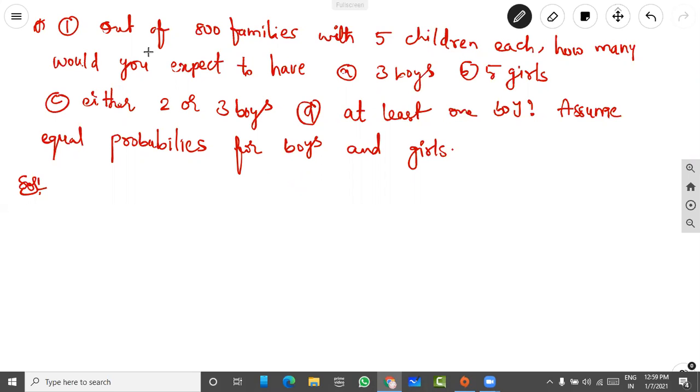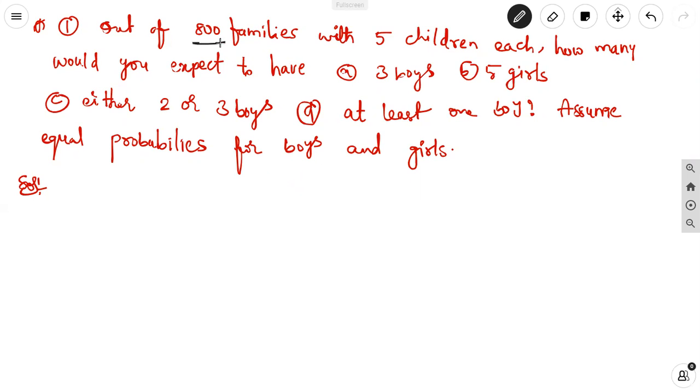The first problem is, out of 800 families with 5 children each, how many would you expect to have 3 boys in the first case, 5 girls in the second case, third one either 2 or 3 boys, fourth one is at least 1 boy. Assume equal probabilities for boys and girls.